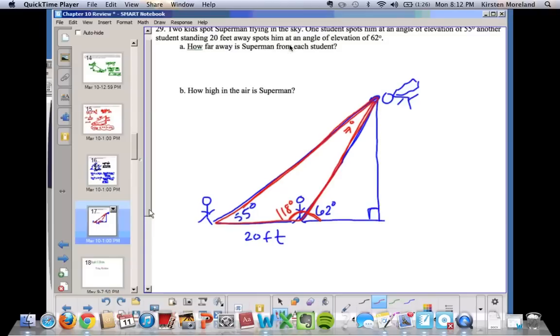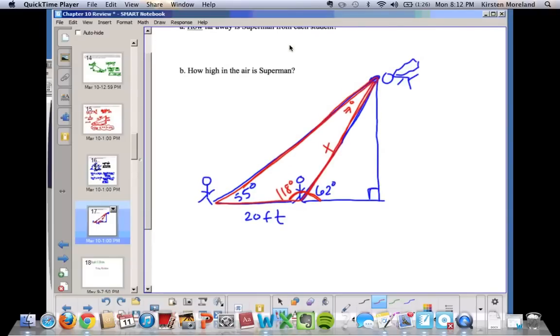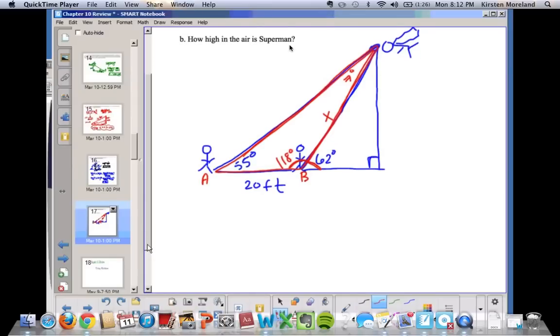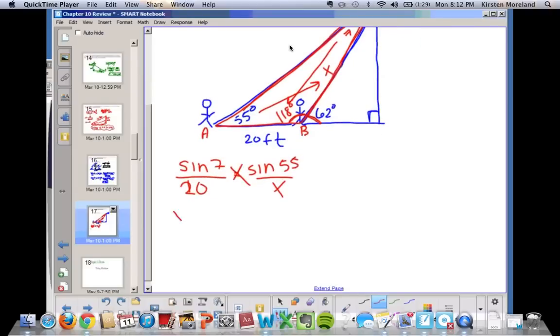So I subtracted from 180 to get 118. And then I added 55 and 118 to get 7. So what I'm going to do is set up law of sines because I know 7 degrees and 20 is its opposite side. So I'm going to do sine of 7 over 20 equals sine of 55 over its opposite side, which is the one I want to find, which is x. So I cross multiply, and that's really going to give me the distance student B is from Superman.